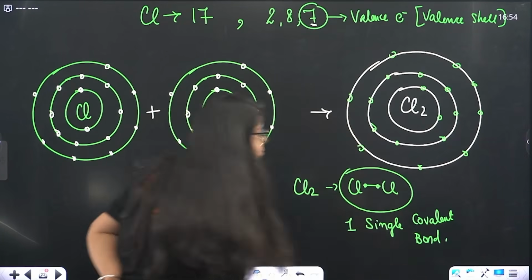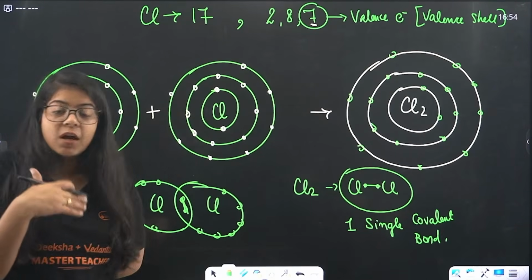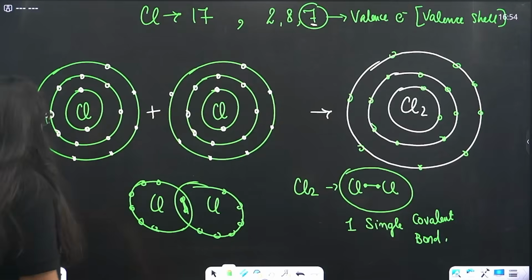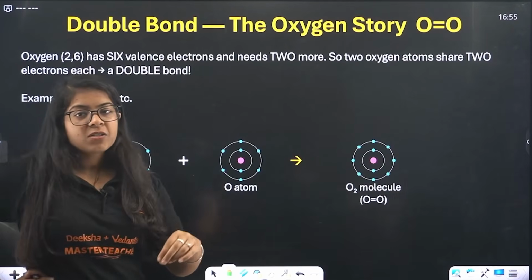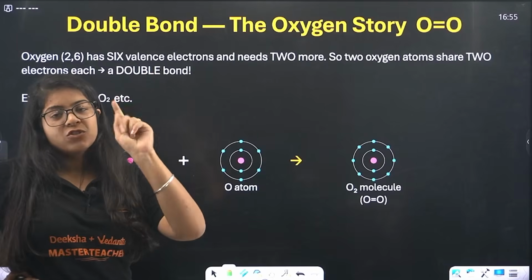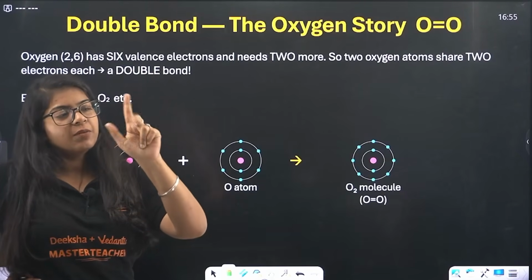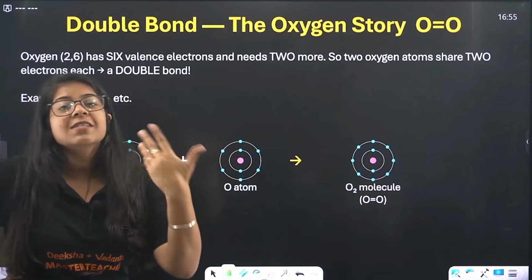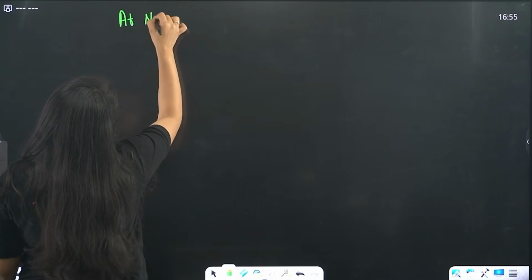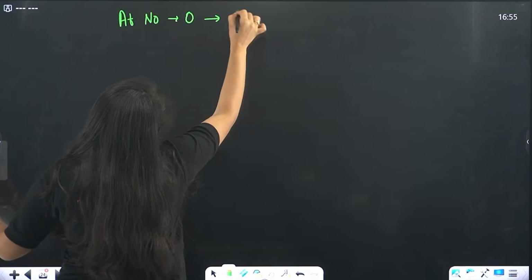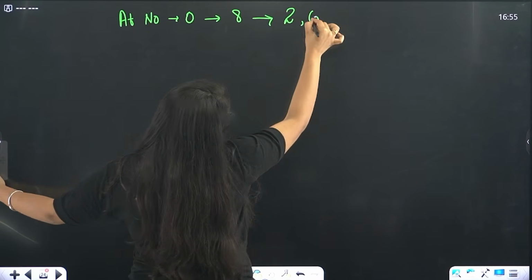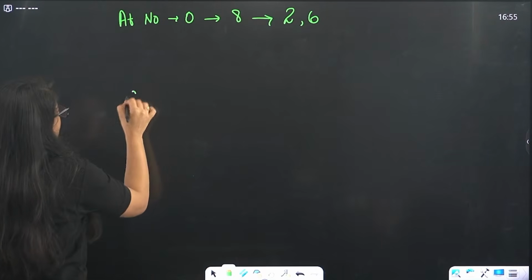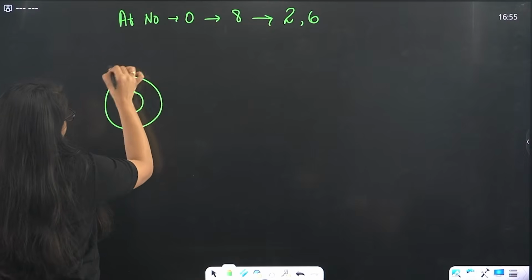Now beta, this also has a double bond. How? Okay, let's go and talk about oxygen. Now beta, what's the atomic number of oxygen? Hydrogen, helium, lithium, beryllium, boron, carbon, nitrogen, oxygen. Oxygen is 8. So the atomic number of oxygen is 8. What is the electronic configuration? 2 and 6.